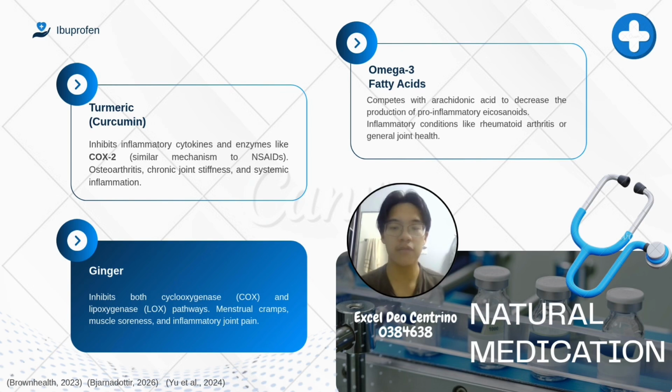Ginger contains bioactive gingerols and shogaols that uniquely inhibit both the COX and LOX inflammatory pathways. Dual inhibition makes it incredibly potent for acute muscle soreness and dysmenorrhea. Finally, the omega-3 fatty acids. Typically, it is sourced from high-quality fish oils. Biochemically, omega-3s compete with arachidonic acid to shift the body's synthesis away from pro-inflammatory eicosanoids and toward anti-inflammatory pathways, serving as a foundational supplement for long-term joint health.